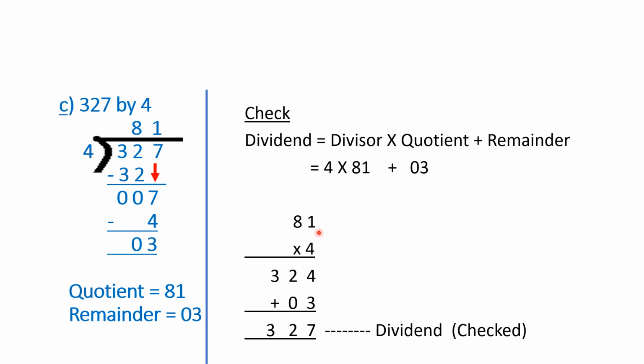You do multiplication here. 81 multiplied by 4. 4 1s are 4. 4 8s are 32. Now this 3 you add. So you are getting 327. You are getting the same dividend, no? Look here. You are getting the same dividend, 327. So our division is correct. You write here checked, and your division is correct.